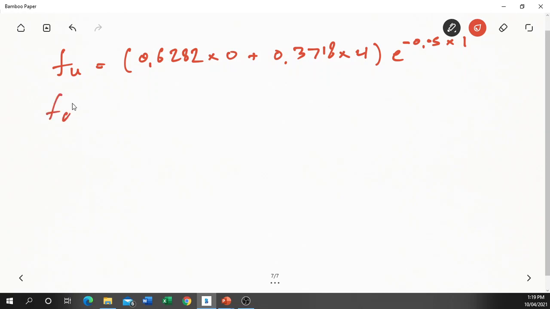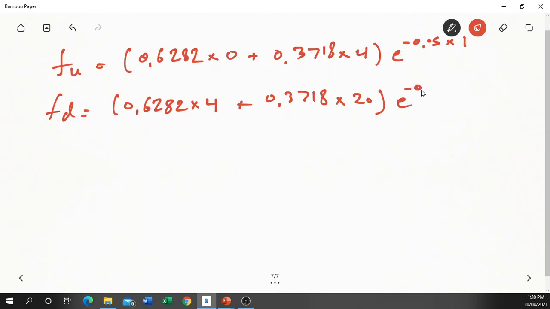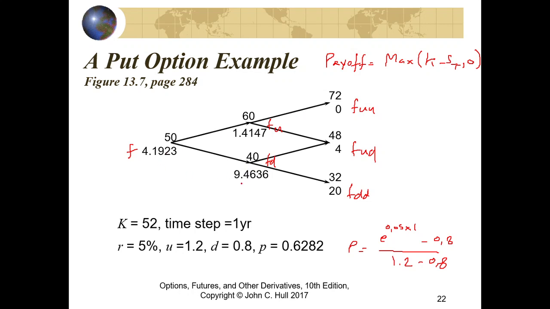So F_D is equal to 0.6282 times 4 plus 0.3718 times 20, times e to the power of minus 0.05 times 1, which will give us 9.4636. Now we have F_U and F_D. Using the same formula, we will be able to get the price of the put option today, which we found equals 4.1923.